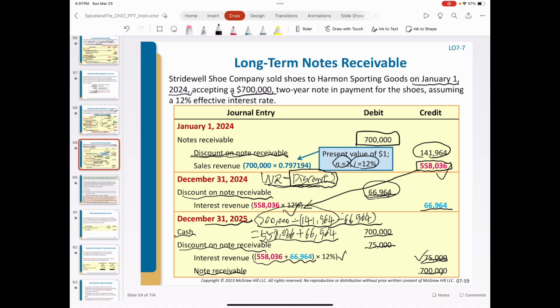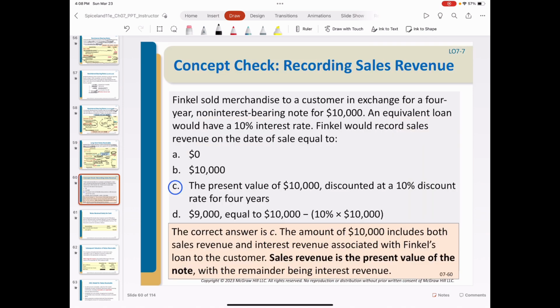So this note spans 2 years. We amortize twice. The two amortizations are actually the sum of these two, which equals the original discount. Since it is a non-interest-bearing note, the sales revenue is actually the notes receivable minus the discount, or it is the present value of the notes receivable.